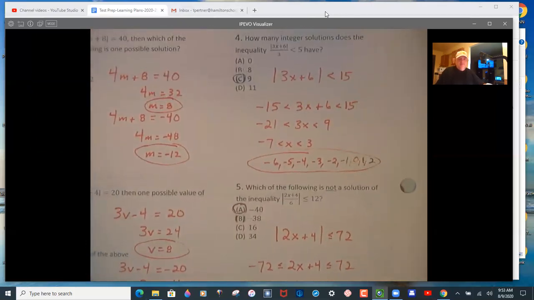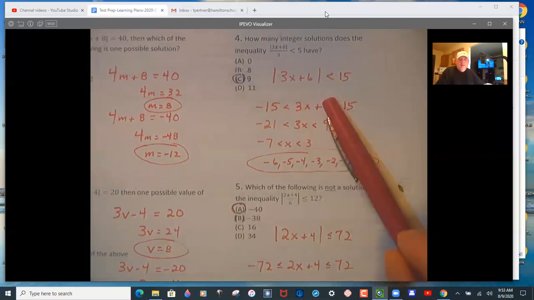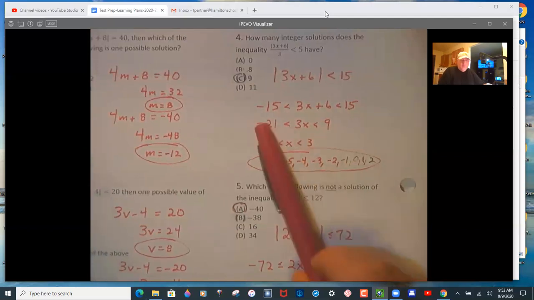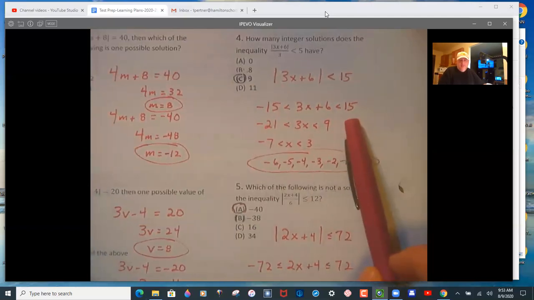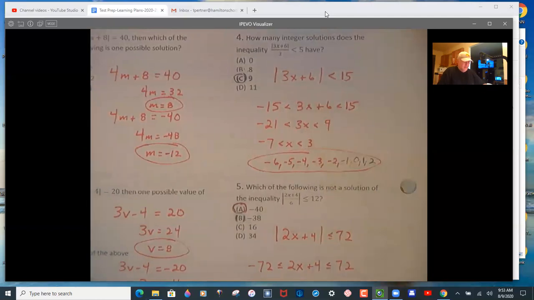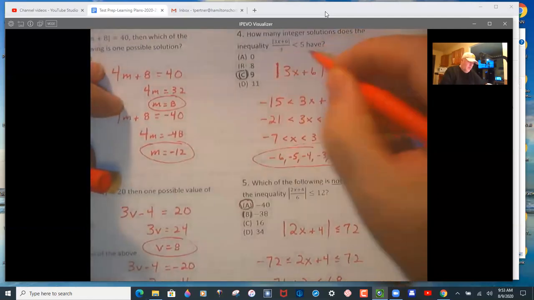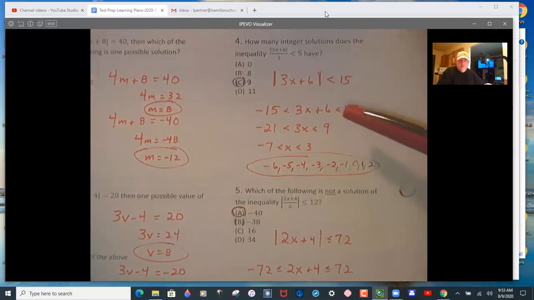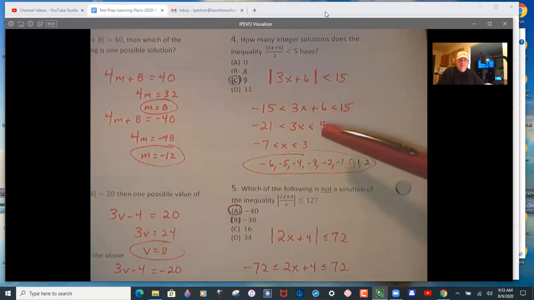Number 4. So the idea with less than, so there's all these different things with inequalities also. So if it's less than, it gets squeezed in between negative 15 and 15. Whatever is in there gets squeezed in. And that's the rule for a less than. So it wants to know how many integer solutions, which really steps up the degree of difficulty of this.